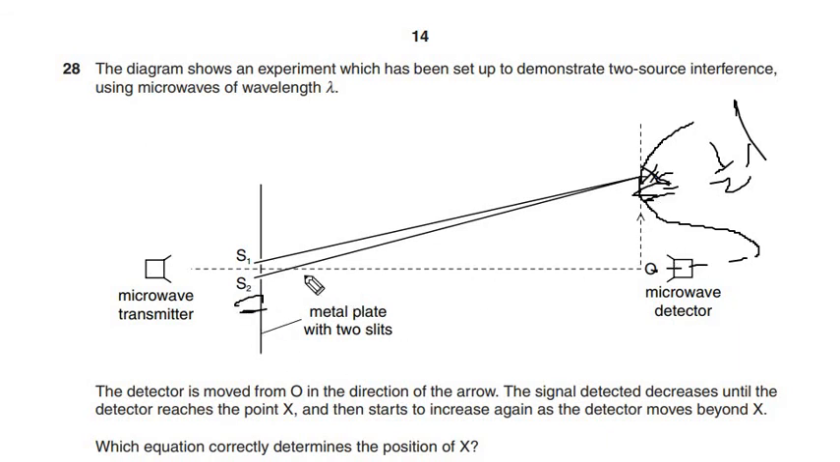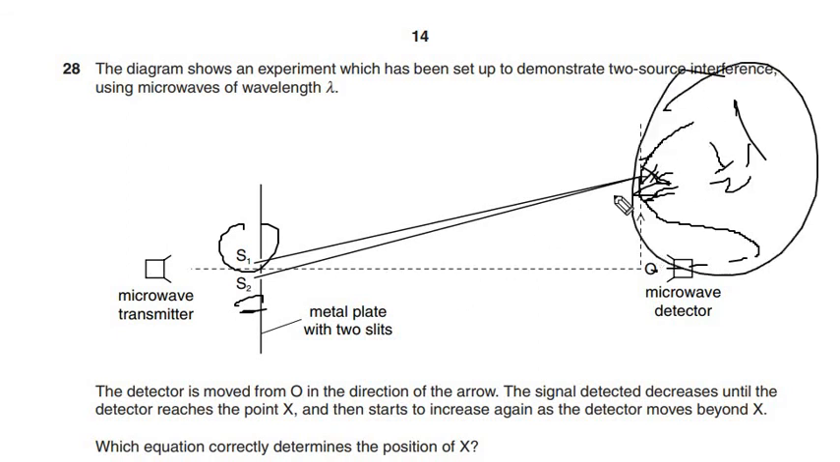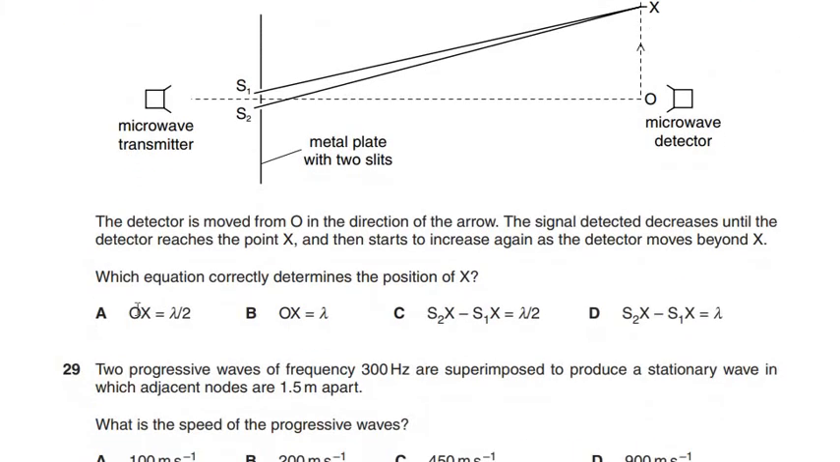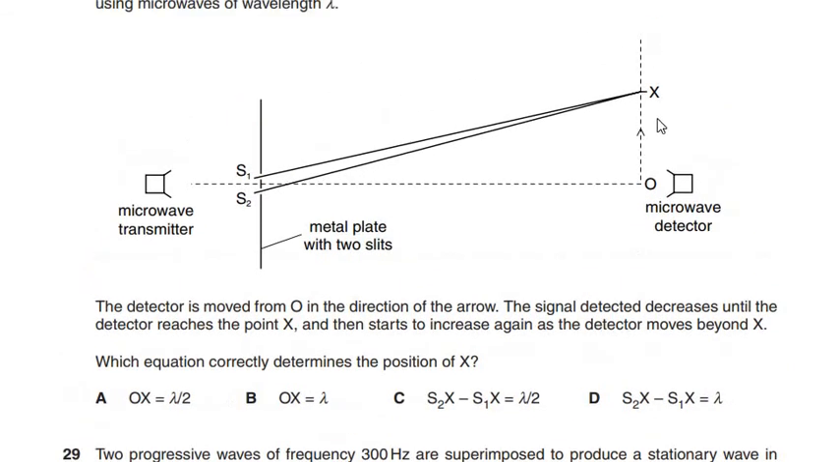S2 to X and S1 to X. If you subtract the two, you're going to have a path difference of half lambda. It's as simple as that. That's exactly what they want in this question. So now if we read through the next part, which equation correctly determines the position of X?